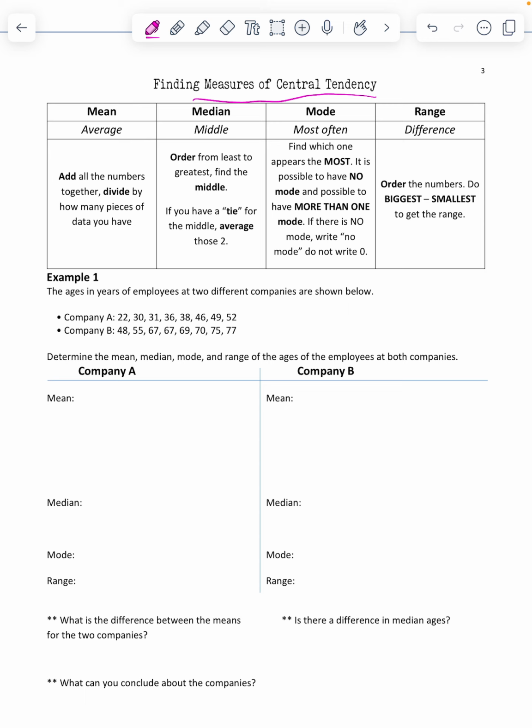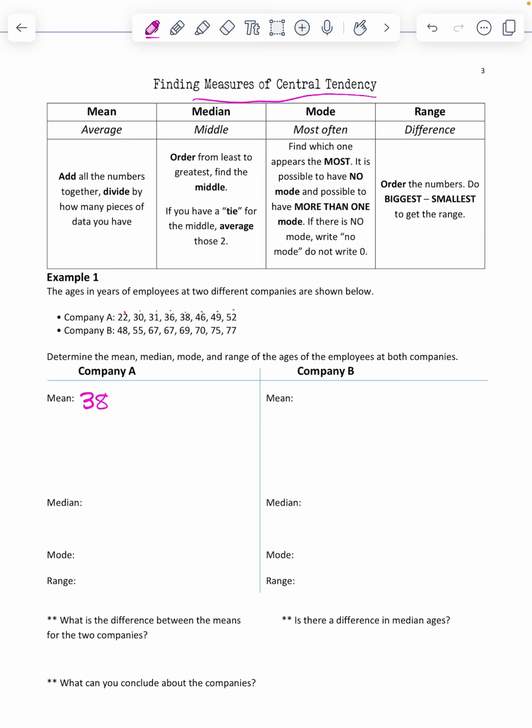So for Company A, to find the mean, you are going to take all the numbers and add them up. So 22 plus 30 plus 31, 36, 38, 46, 49, and 52. So I'm typing all of these in my calculator, and when I type them all in, I hit enter. I got 304. There's 1, 2, 3, 4, 5, 6, 7, 8. I'm going to then divide 304 by 8, and the mean for Company A is an age of 38.